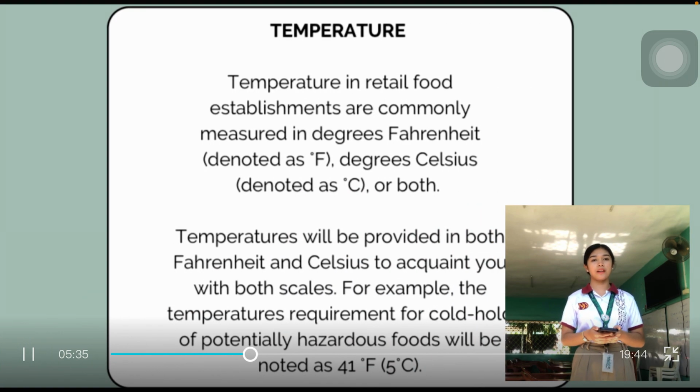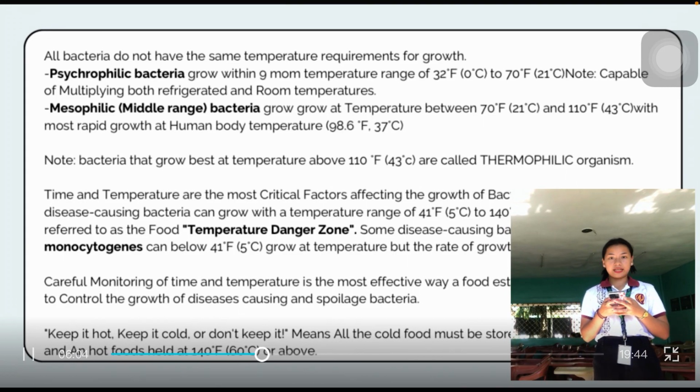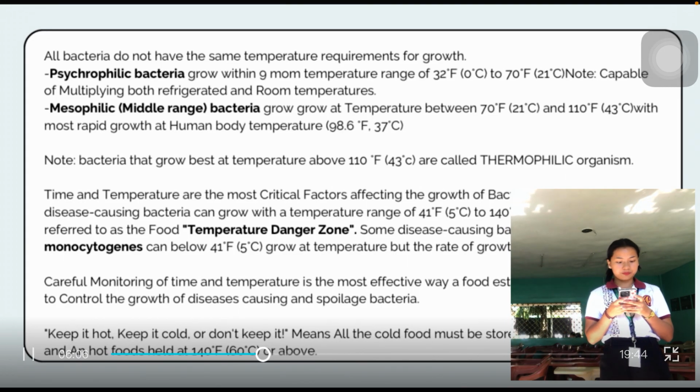The temperature in retail food establishments is commonly measured in degrees Fahrenheit, denoted as F, and degrees Celsius, denoted as C. So temperatures will be provided in both Fahrenheit and Celsius to acquaint you with both scales. For example, the temperature requirement for cold or potentially hazardous foods is noted as 41 Fahrenheit and 5 Celsius. Let's proceed to the types of bacteria.